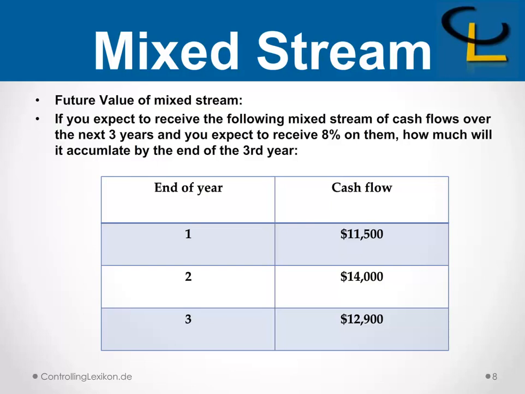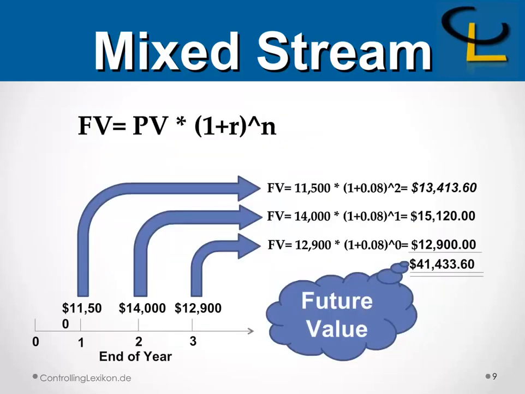And we have, for the first year, a cash flow of $11,500, and for the second year the cash flow is $14,000, and for the third year the cash flow is $12,900. We can use the general formula of future value, which is future value equals present value multiplied by 1 plus r to the power of n.